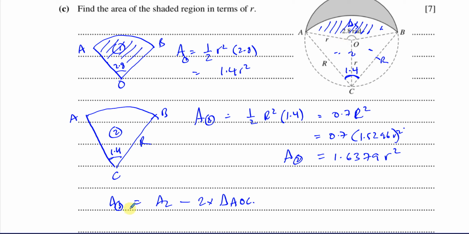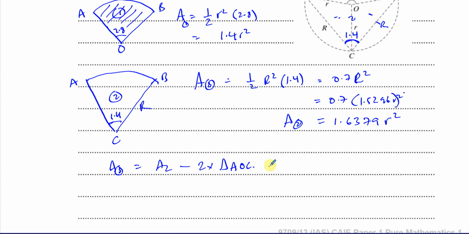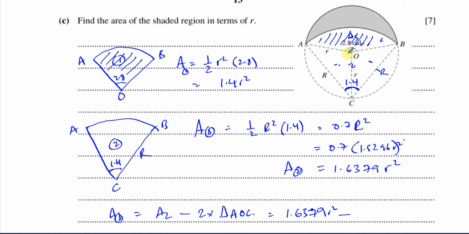of the area I just found, which is this, then that will leave me with this small area here, and then I need to subtract that from the main area, the top. So I have my area 2, which is 1.63979 r squared minus now the area of one of these triangles. Now the area of this triangle can be found using the fact that this angle here is, as we said, pi minus 1.4. Okay, we talked about that before.